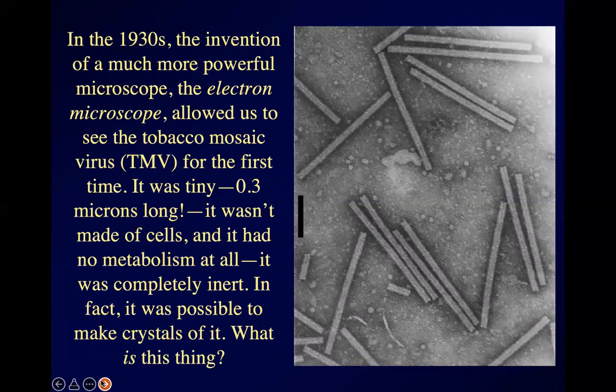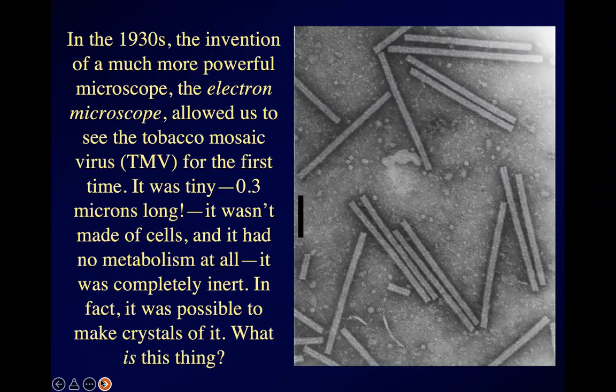It didn't become possible to see what viruses were until the 1930s, when a much more powerful type of microscope was invented. You don't use this in class because the light microscopes that you use cost a few hundred dollars. A typical electron microscope runs into six figures, and takes up a small room. So we don't really have personal electron microscopes for you to use. But electron microscopy allowed us to see the tobacco mosaic virus for the first time. And this is what it looks like.